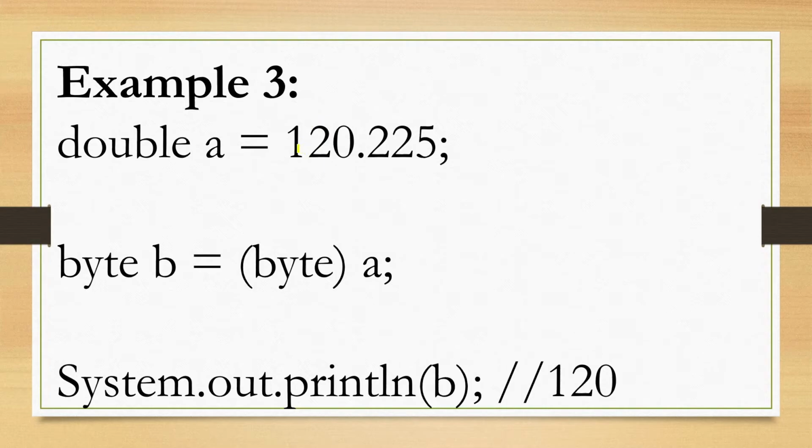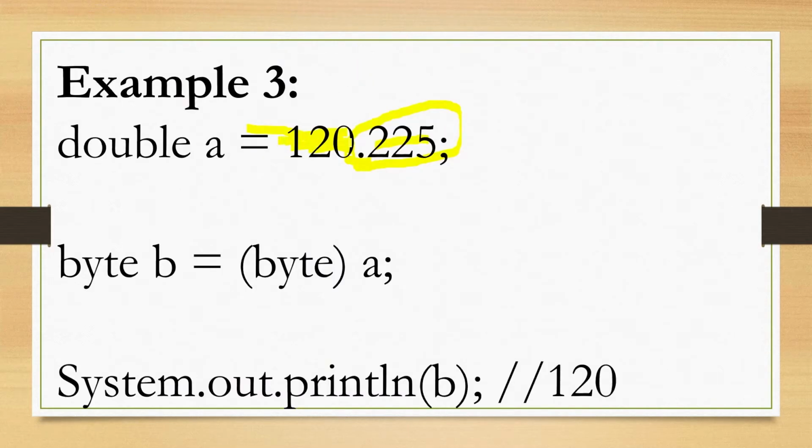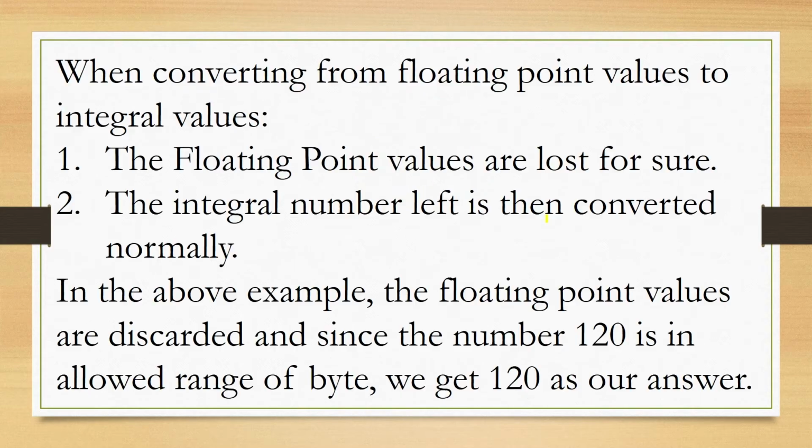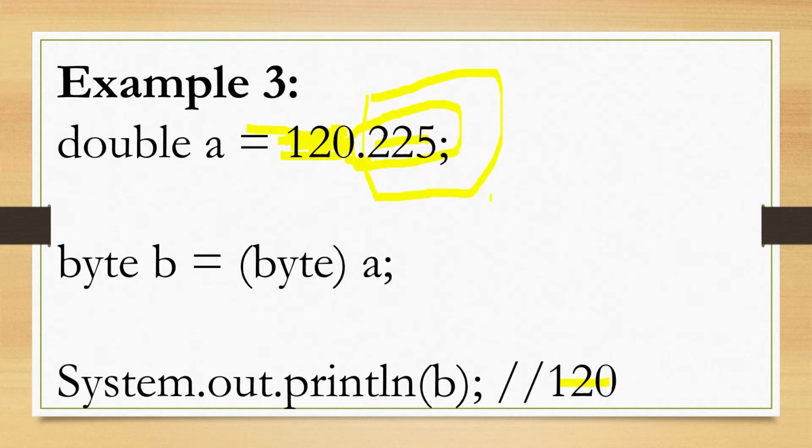So consider this example. When this conversion happens from decimal values, floating point values, to non-floating point, we will see that in a moment. But just see that we have seen this example previously: since 120 is in the allowed range of byte, we will get 120 as our output, and the remaining floating point data will be lost. I hope this whole example is clear.